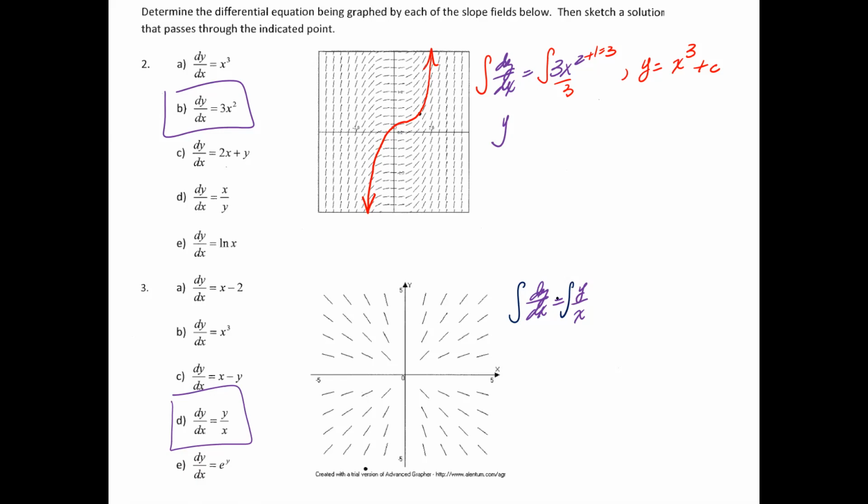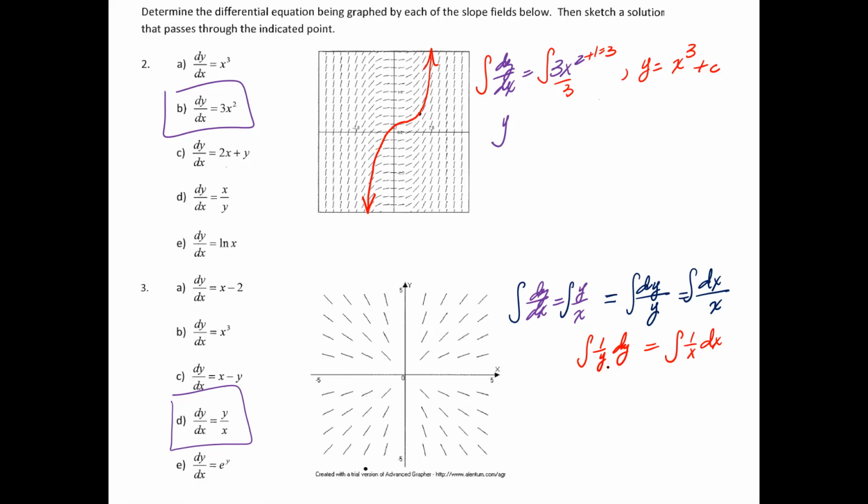You want to have the y's on one side and the x's on another side. So if I were to go ahead and rewrite this, I will have dy over y equal the same thing as dx over x. The integral of dy over y, another way of thinking about this is the integral of 1 over y dy, and the integral of 1 over x dx.